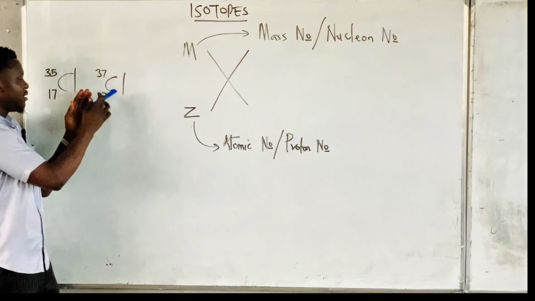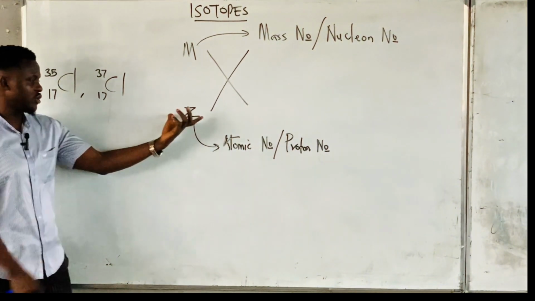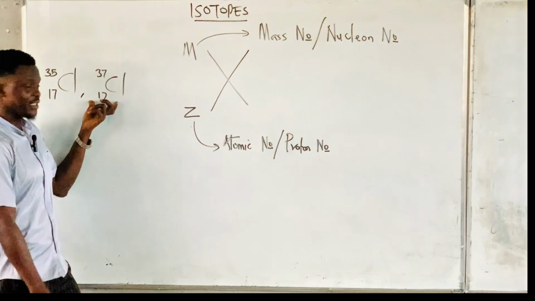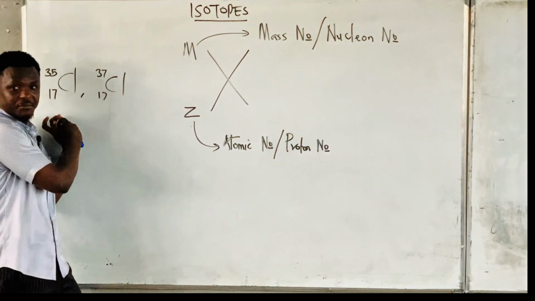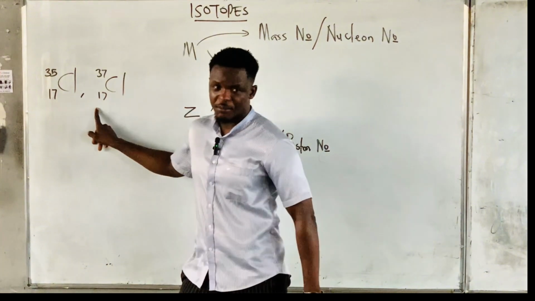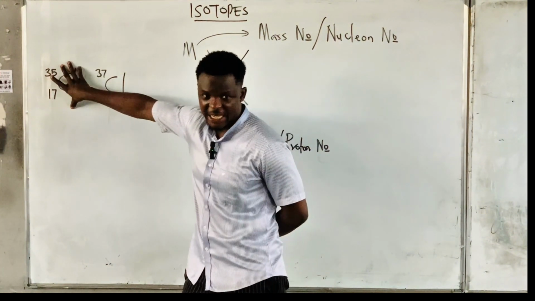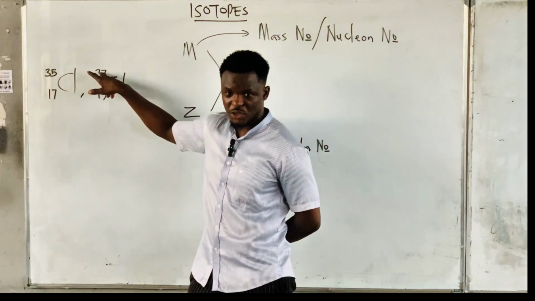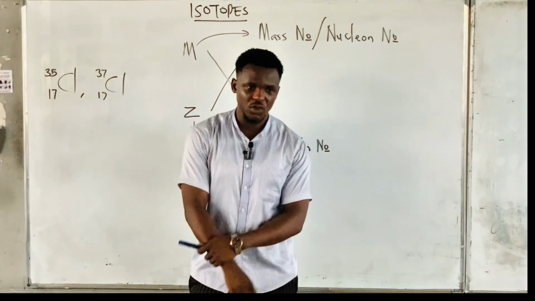Why? Because if you look at the atomic number, the subscript, which is this Z, this guy is 17, this guy is 17. So both of them are the same. Since both of them have the same atomic number, the only difference between this first guy and this second guy is the mass number. This is 35 and this is 37. So these two guys are isotopes of each other.